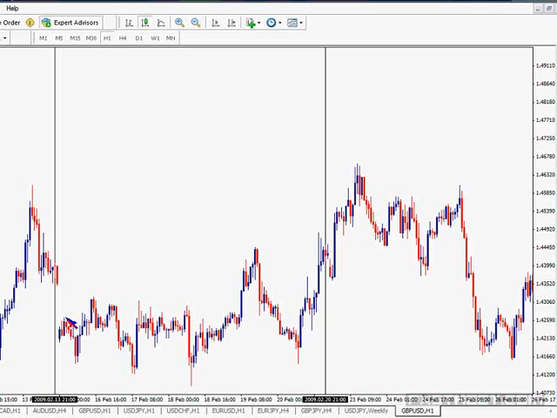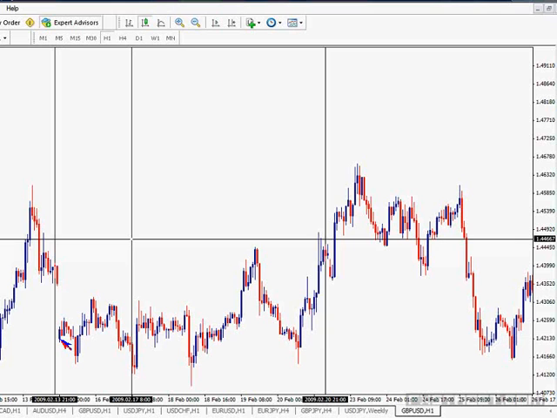So what I tend to do is look for a previous static support or resistance area, and I try to buy near that support or resistance area. In this case, if we have a static support around there, I will try to buy dollar yen near that support or resistance area. Okay? That's one example.